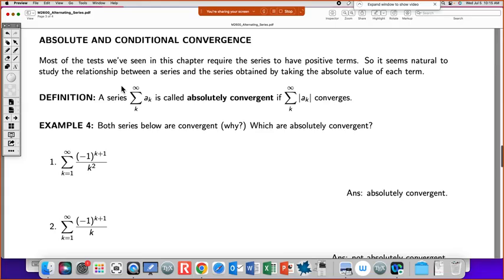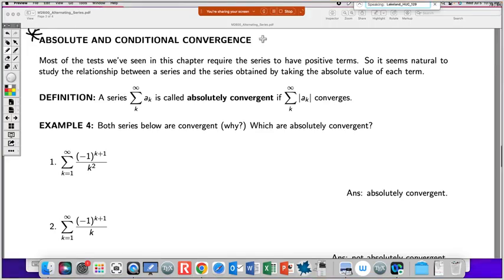All right, absolute and conditional convergence. So once again, the divergence test will work on anything, whether you've got positive or negative terms. But a lot of the big power tools we've been using, you have to have positive term series. Alternating series is great, but the series has to alternate plus and minus, and not all series are going to do that. So we talk about the concept of absolutely convergent.